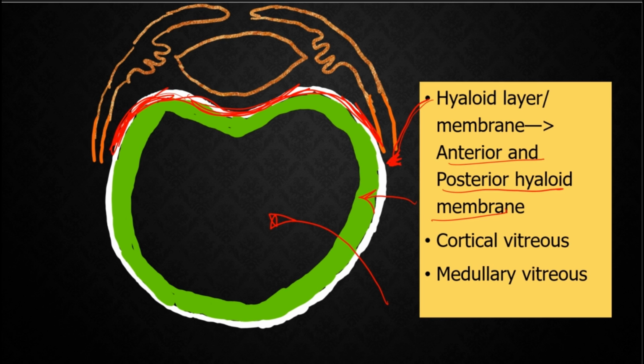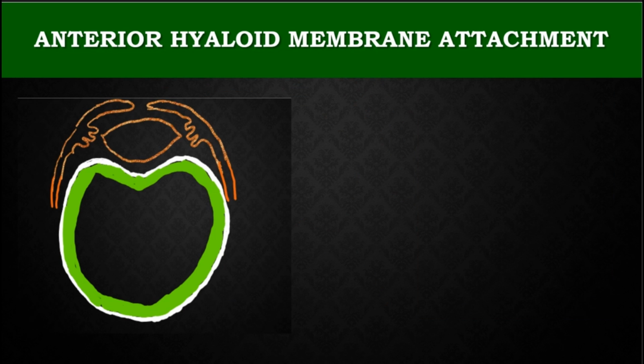So vitreous base is actually a part of the vitreous which is situated near the ora serrata. I will talk about the vitreous base also in detail, so stay tuned for that. But for now, know that till this level of the vitreous base, you have what is known as the anterior hyaloid membrane, and posterior to that, what you have is known as the posterior hyaloid membrane.